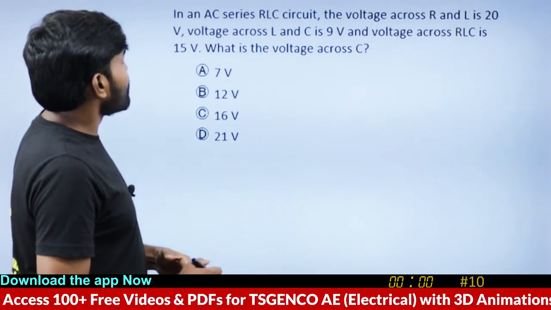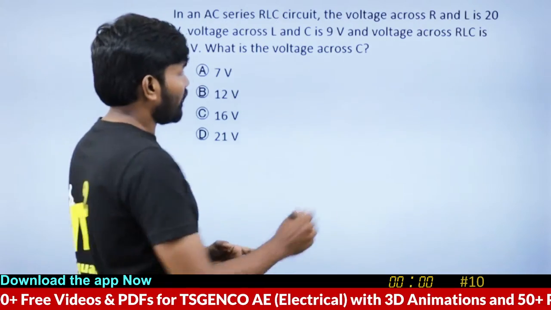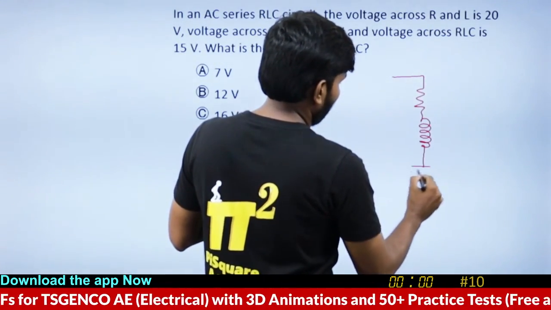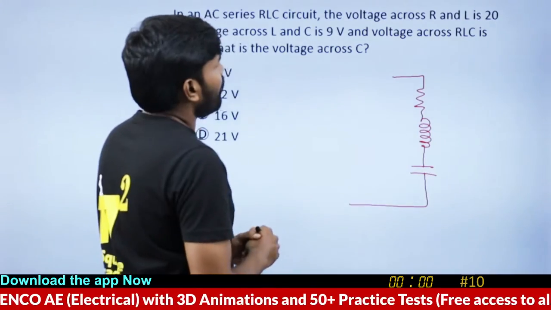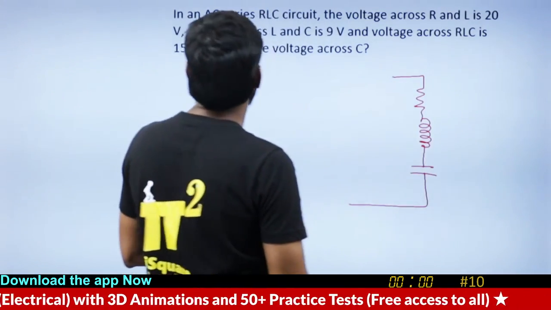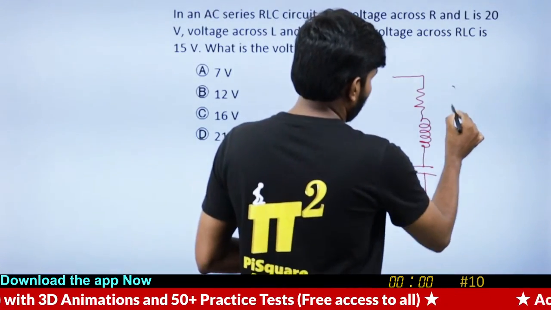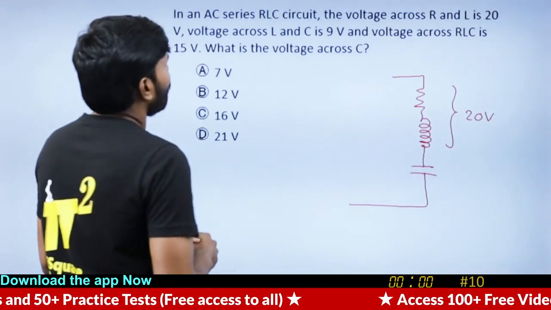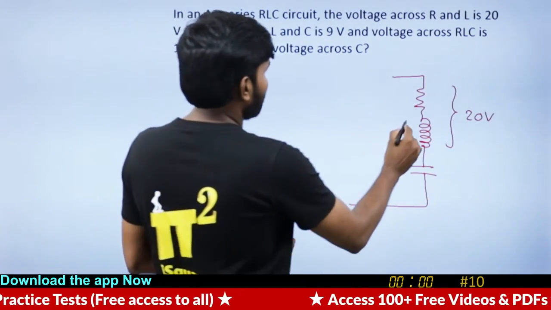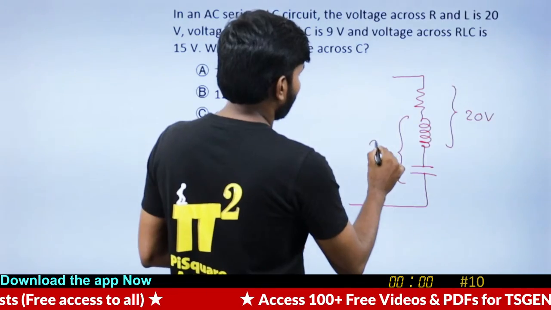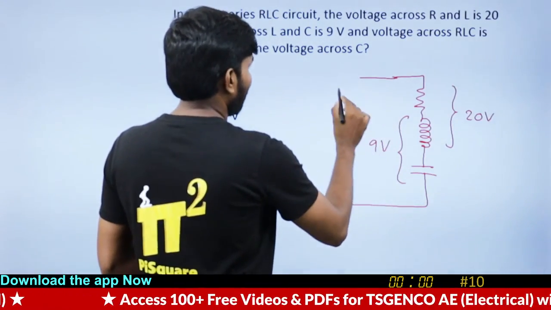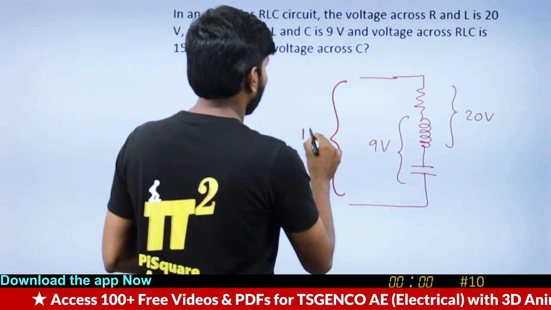In an AC series RLC circuit, quickly I'm drawing the RLC circuit. That's always a good practice. The voltage across R and L is 20 volts. The voltage across L and C is 9 volts. The voltage across RLC is 15 volts.